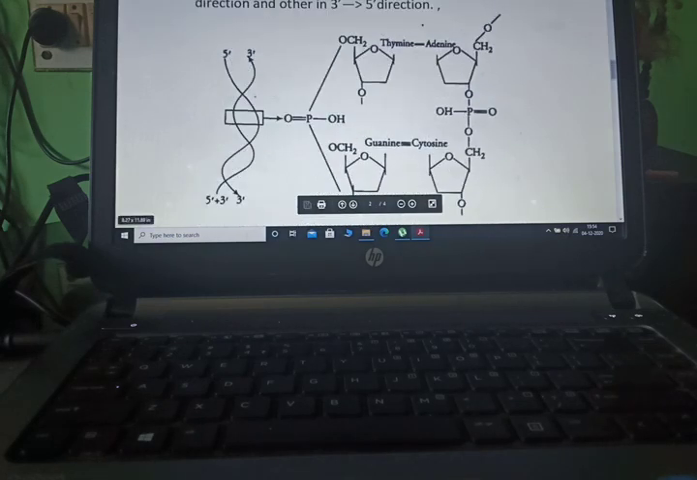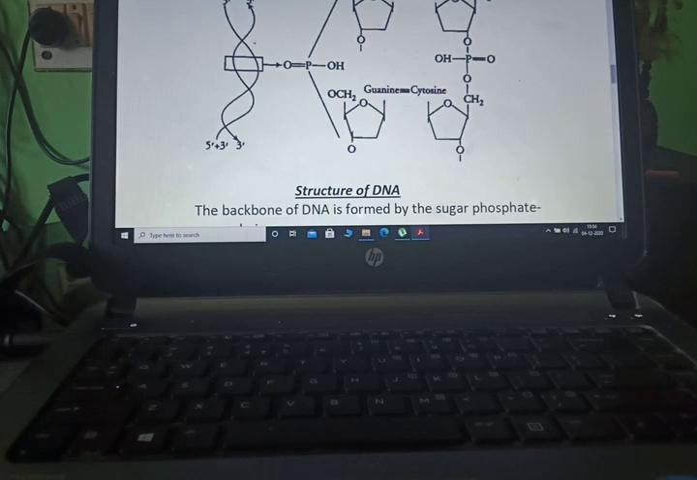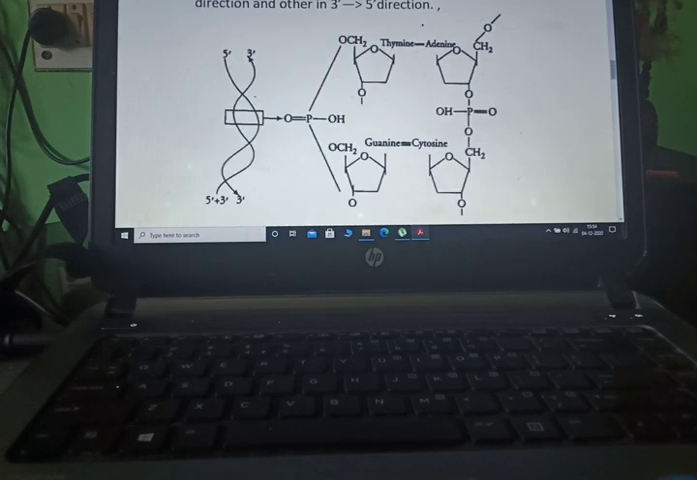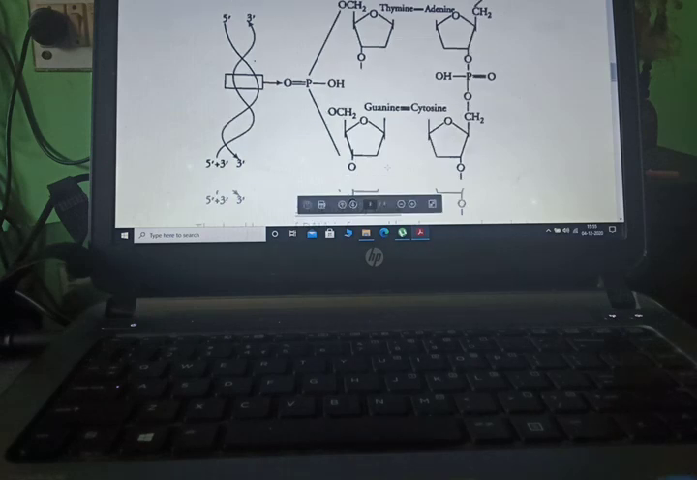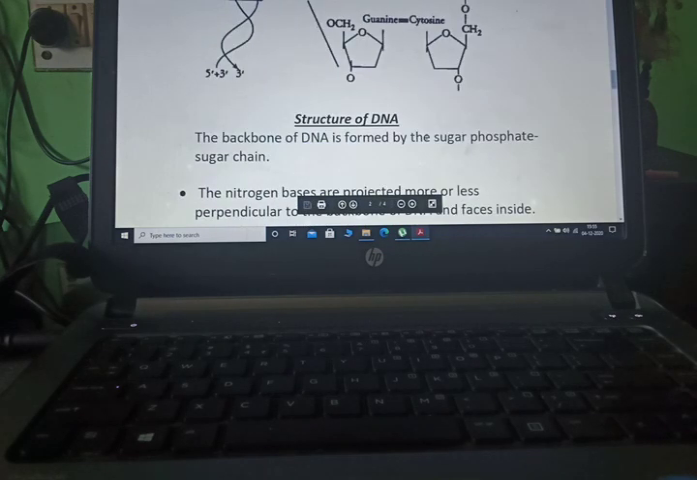Now the structure of DNA, you can see 5 prime to 3 prime, 3 prime to 5 prime. This is CH2O, thymine, adenine, guanine and cytosine. You can see how they are bonded. A pentagon structure of five atoms, CH2O, and H3PO4, the phosphate group, and here guanine and cytosine.